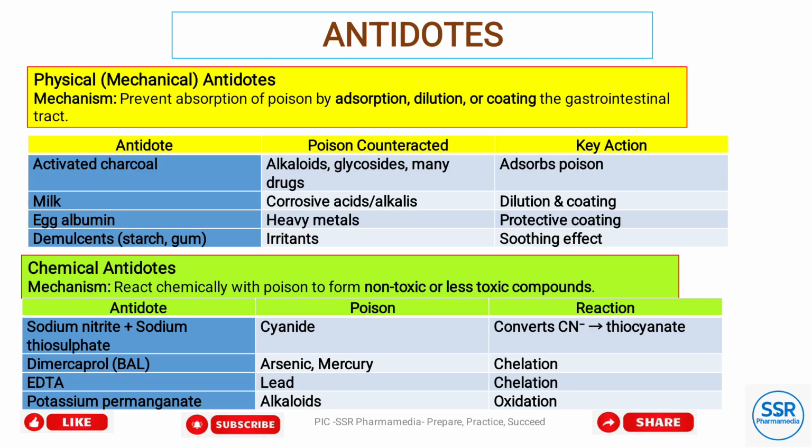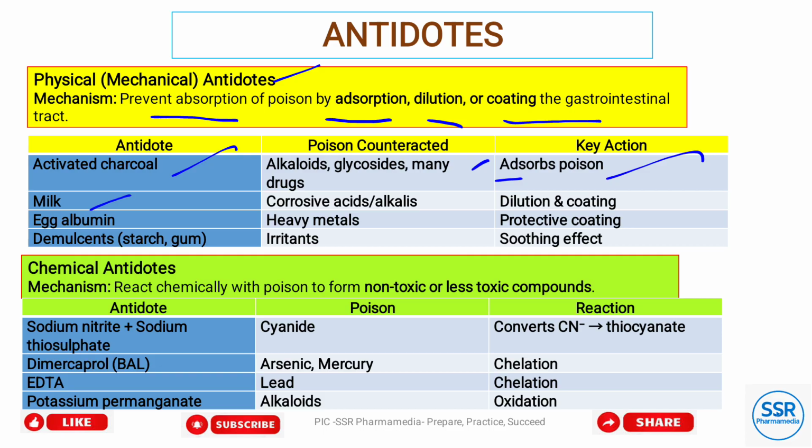Next we will see the classification of antidotes. First are the physical or mechanical antidotes. The mechanism of this antidote is to prevent absorption of poison by adsorption, dilution or coating the gastrointestinal tract. An example is activated charcoal. Activated charcoal counteracts the poisons of alkaloids, glycosides and many drugs, and it acts by adsorption of poison. Adsorption, A-D. It's not absorption, it's adsorption of poison.